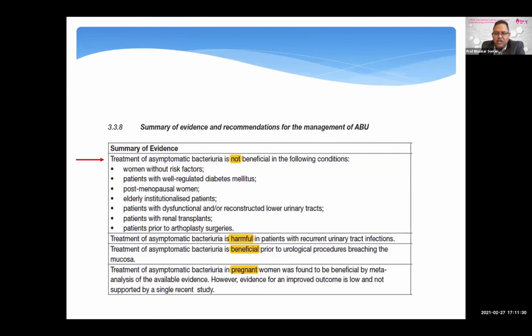What is the summary of evidence? Again, as I said, you don't always need to treat. And remember, it's in fact harmful to treat patients who are asymptomatic with recurrent UTIs. You do not have to treat, or you might do more harm. It is, however, beneficial prior to urological procedures and in pregnancy.